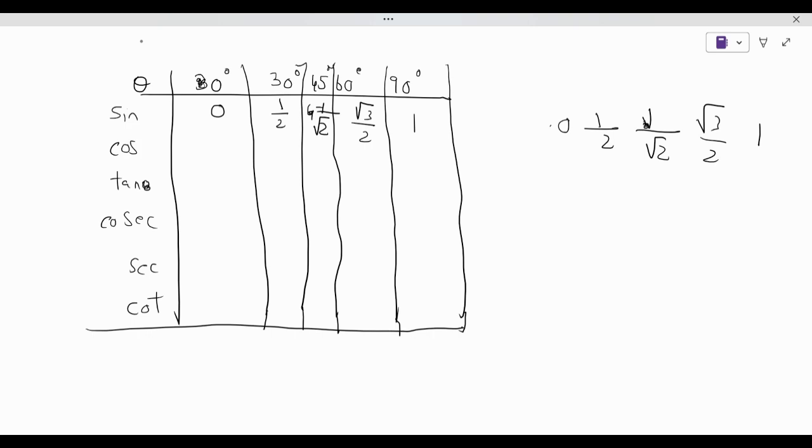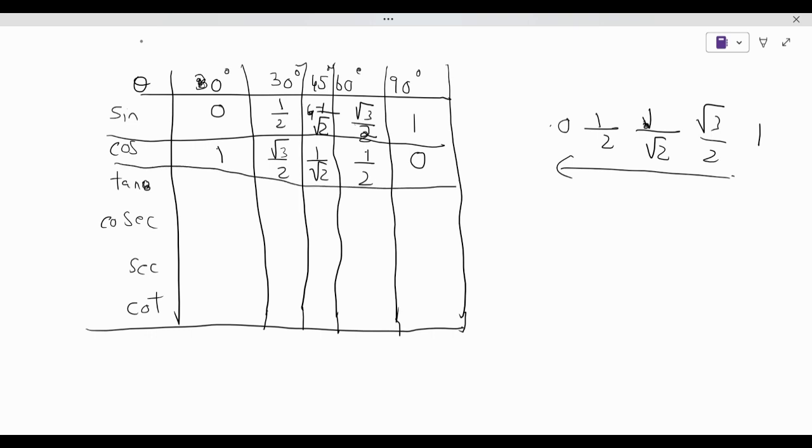For cos, you have to write it in reverse, which means from here I'm going back this way. So it will be 1, root 3 by 2, then 1 by root 2, then 1 by 2 and 0. Sine, you have to remember this. Cos, write it in reverse.